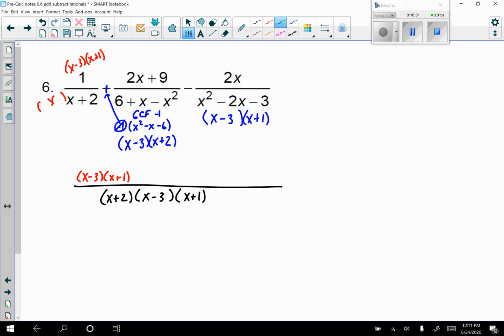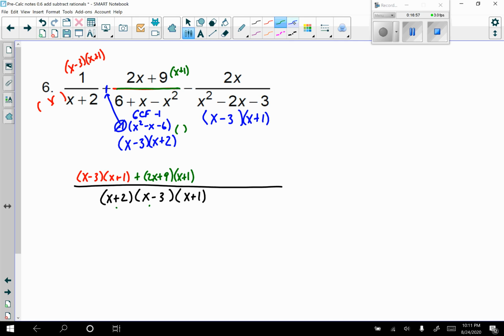Second fraction I'll do in green. So it's plus now, that's good. We've got the 2x plus 9. Let's see, it's got the x minus 3, that one's good. X plus 2, that one's good. It needs the x plus 1 on top and bottom. Right, x plus 1. We're going to have some FOIL multiplication to do here.